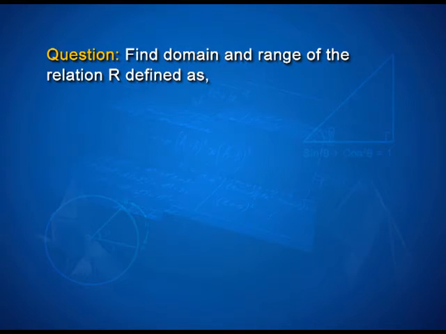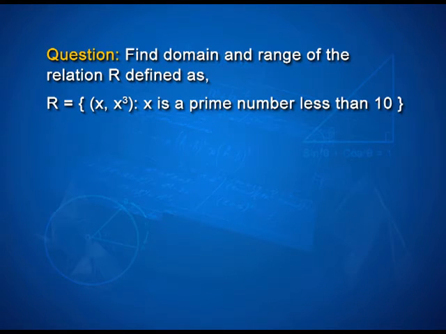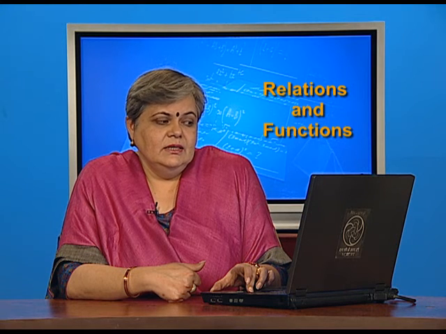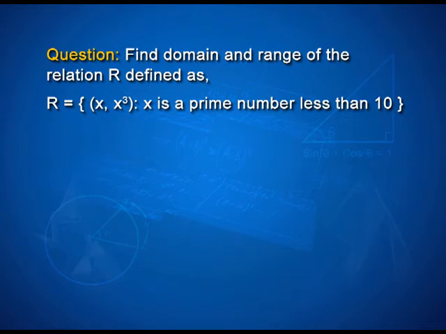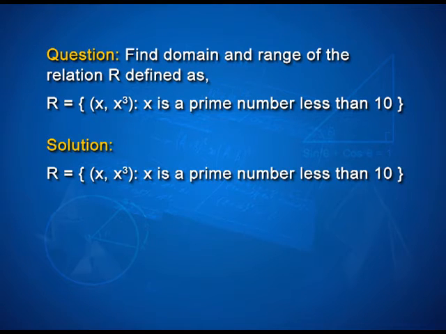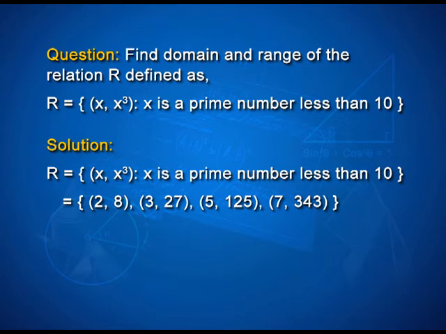Here is another problem, domain and range. You have to find domain and range of the relation R, where R is defined as (x, x cube), such that x is a prime number less than 10. So, we are looking at all such collections which are formed taking the condition that the second element is the cube of the first, but what is the first element coming from? A prime number less than 10. So, 2, 3, 5 and 7 are the 4 prime numbers less than 10, and therefore, the ordered pairs that satisfy this condition would be (2, 8), (3, 27), (5, 125) and (7, 343). So, that is how you express this relation.